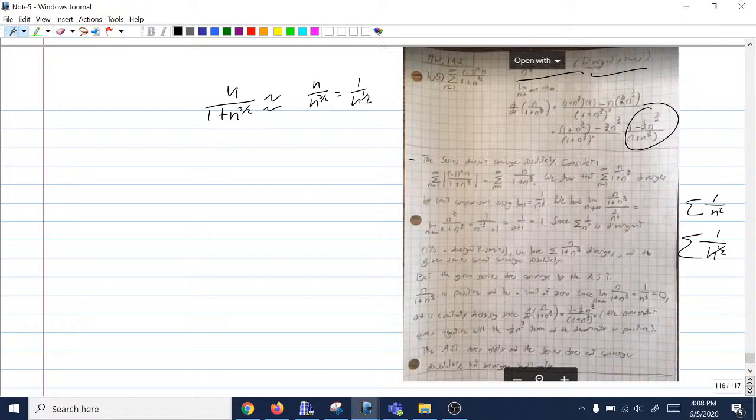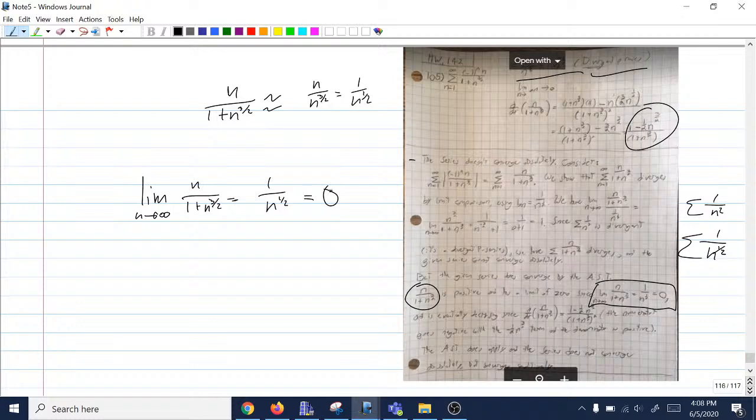But the given series does converge by the alternating series test. n over 1 plus n to the 3 halves is positive. We're talking about the terms now. Yes, they are positive. It has a limit of 0 since, yes, that limit is 0. Okay, I think what this says here is that the limit as n goes to infinity of n over 1 plus n to the 3 halves equals 1 over n to the 1 half equals 0.